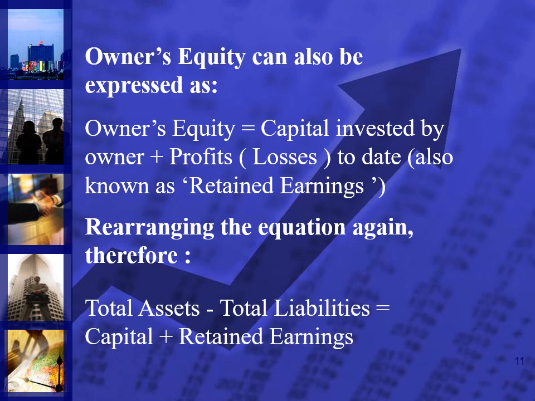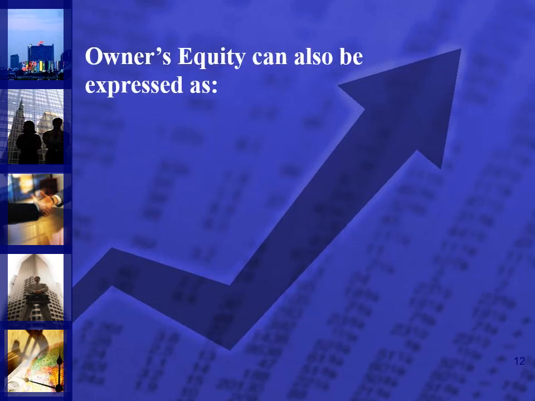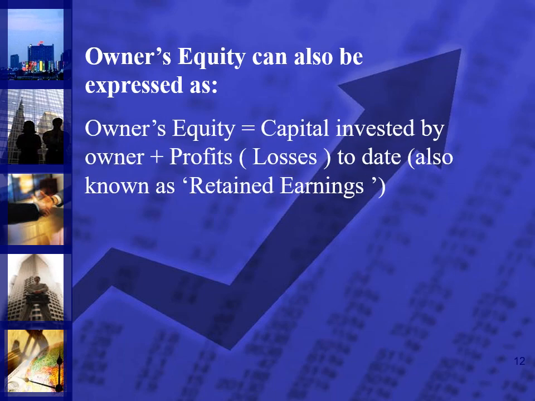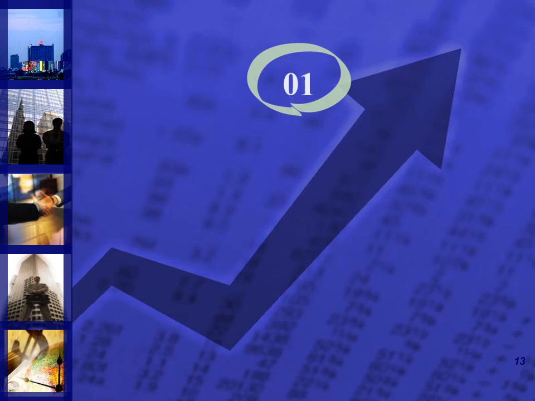Rearranging the equation again, therefore, it can be total assets minus total liabilities equals capital plus retained earnings. Again, total assets. Owner's equity can also be expressed as capital invested by owners plus profit or losses to date, also known as retained earnings. Now we move on.